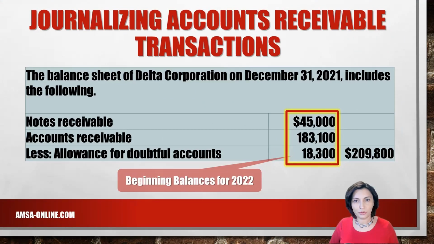The balance sheet of Delta Corporation at December 31st, 2021 includes the following: notes receivable, $45,000, accounts receivable, $183,100, less allowance for doubtful accounts, $18,300. Transactions in 2022 include the following.